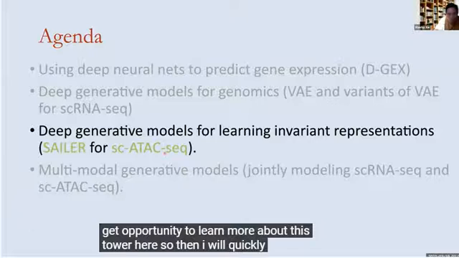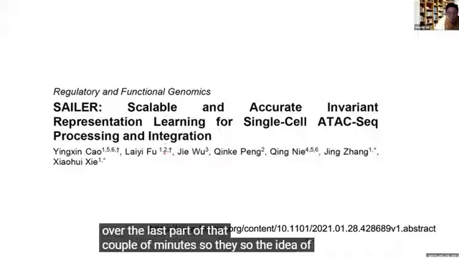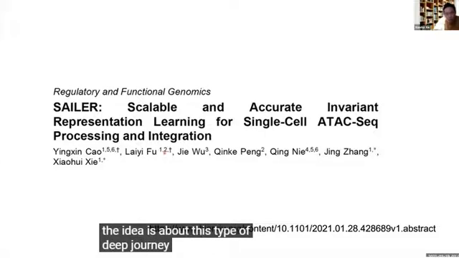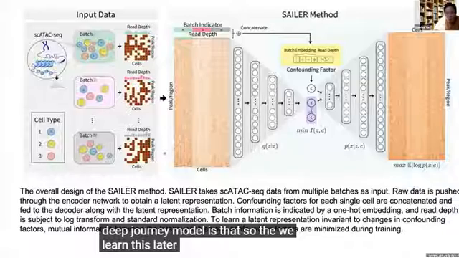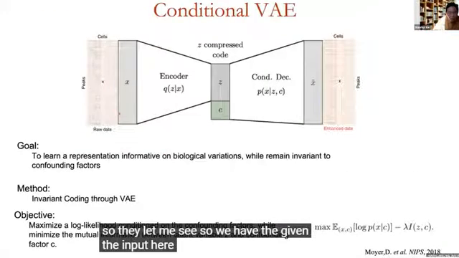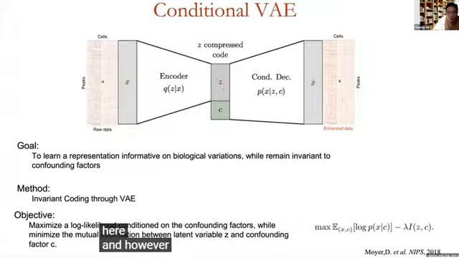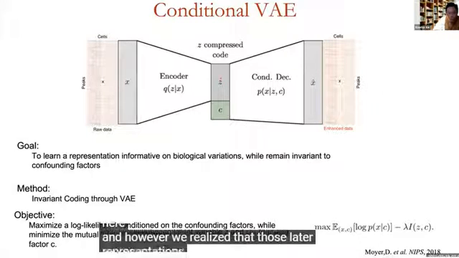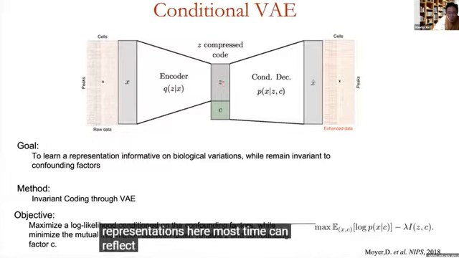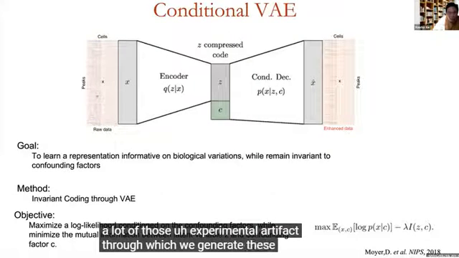Then I will quickly go over the last part in a couple of minutes. Many of the ideas about this type of deep generative model are that we learn latent representations. So we have the input here, and we learn these latent representations. However, we realize that those latent representations most of the time can reflect a lot of the experimental artifacts through which we generate these data sets.